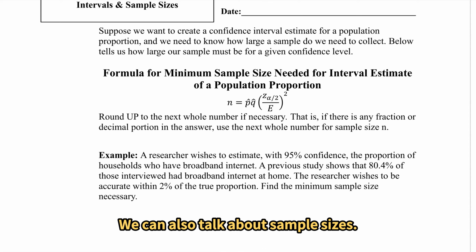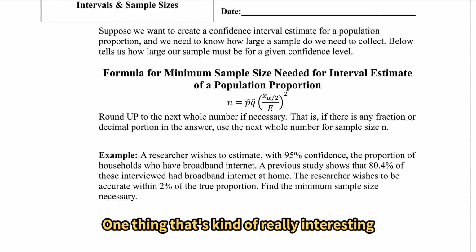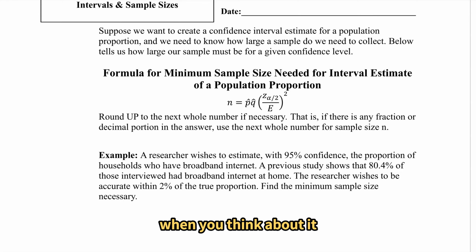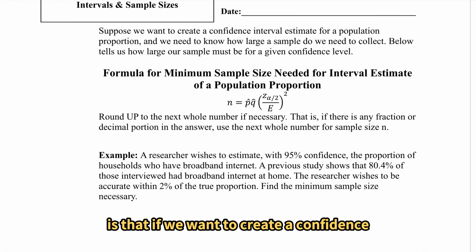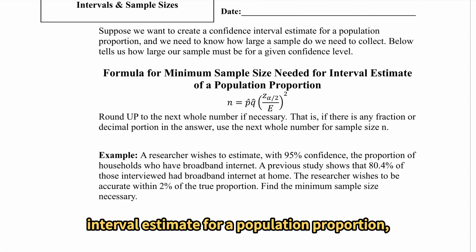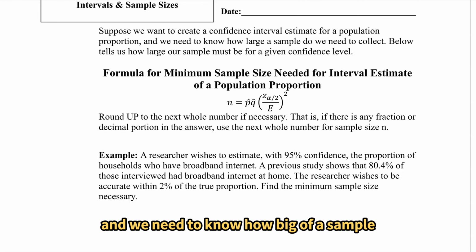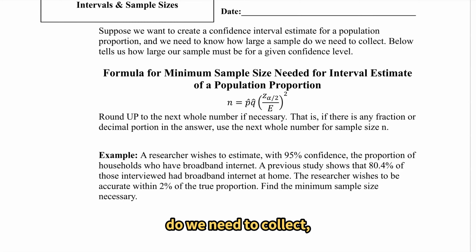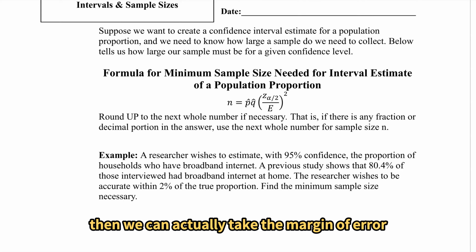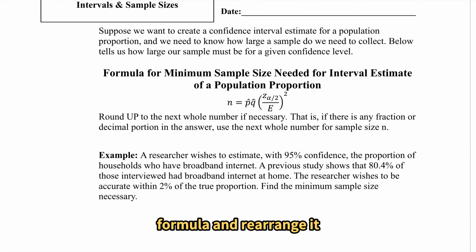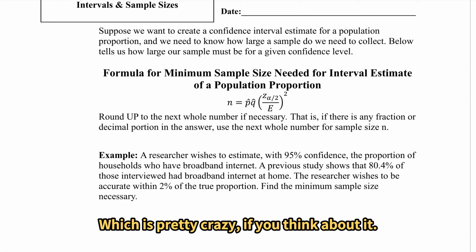We can also talk about sample sizes. One thing that's really interesting when you think about it in regards to confidence intervals is that if we want to create a confidence interval estimate for a population proportion, and we need to know how big of a sample we need to collect, then we can actually take the margin of error formula and rearrange it using some algebra and solve for n. And n is our sample size, which is pretty crazy if you think about it.